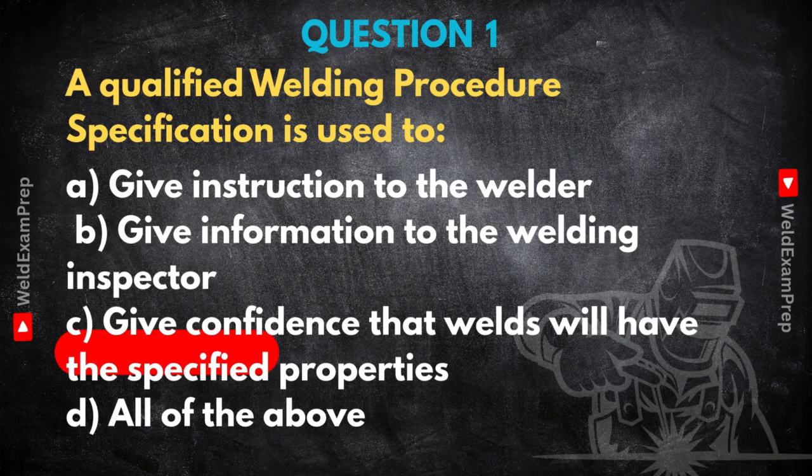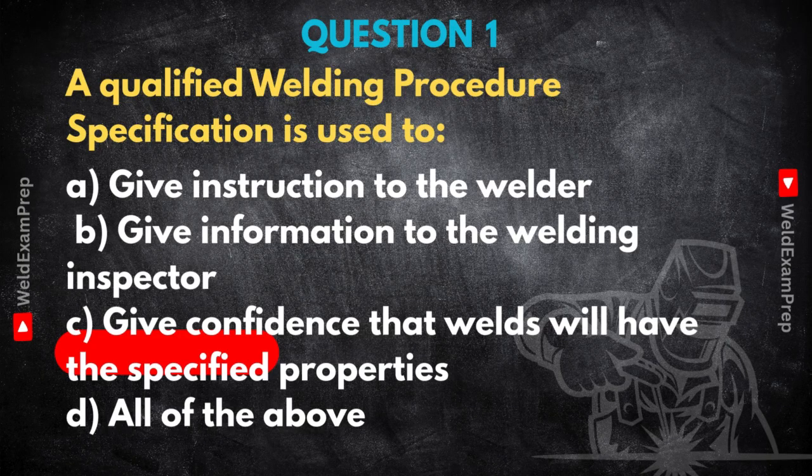What about C, the confidence part? That's maybe the most crucial part. A qualified WPS. The qualification means it's been tested. Rigorous tests have proven that if you follow this procedure, the weld will have the right properties, the strength, the toughness, whatever is needed. It's documented proof. It gives everyone confidence in the final product's integrity. So it really ties the whole process together. Design, execution, verification, all linked by the WPS.